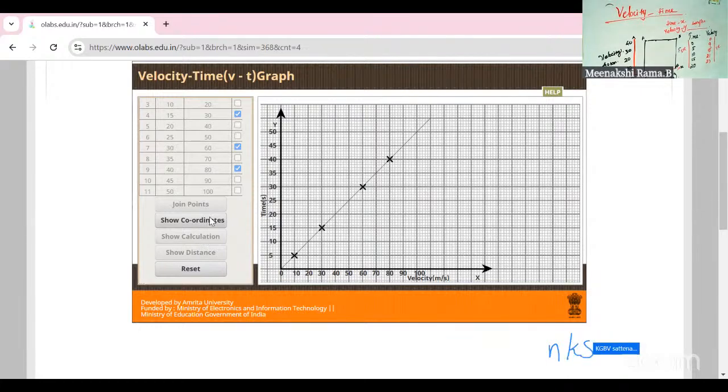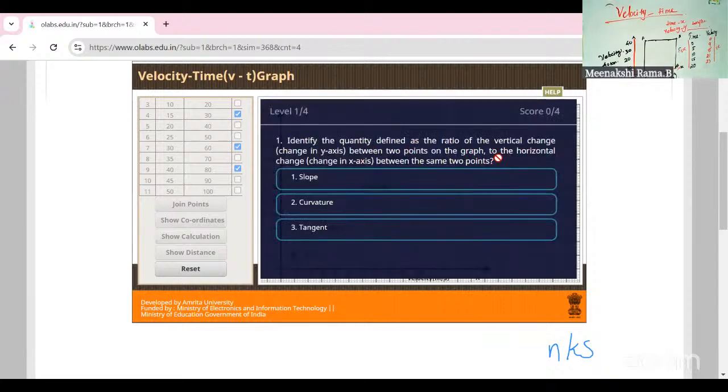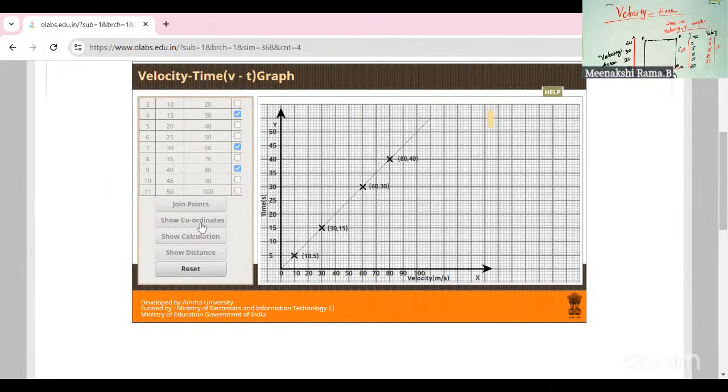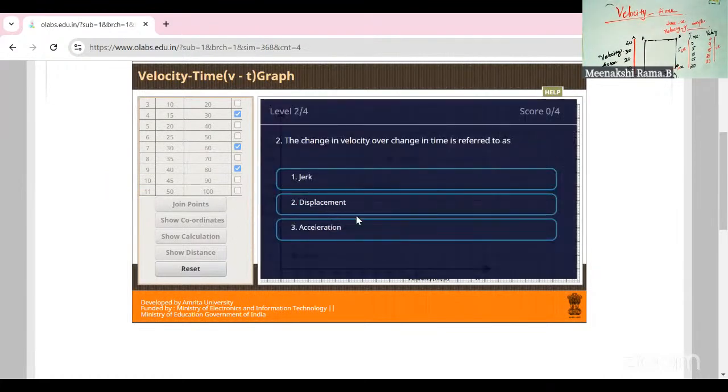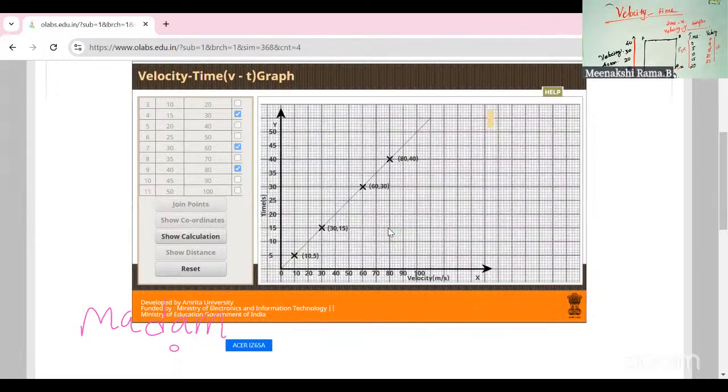Here, the quantity that defines the various changes between two points is the slope only. Okay, and the next one, change of velocity, is the same question, only asked about displacement and acceleration. This is the right answer.